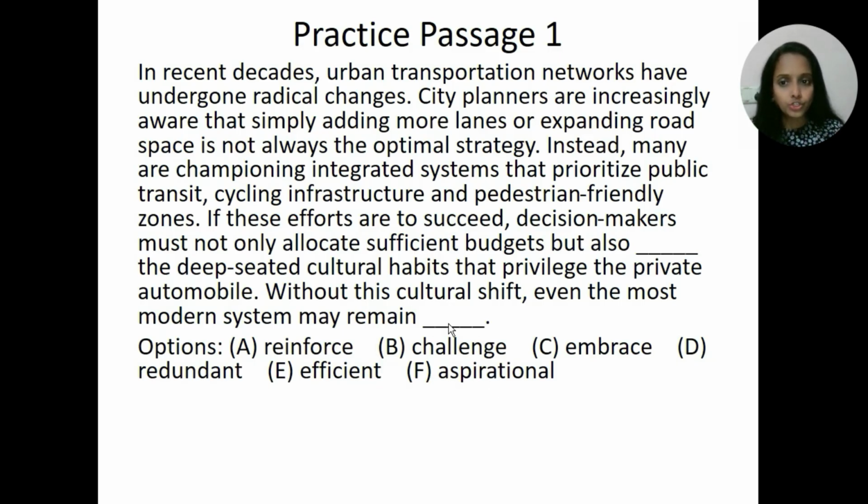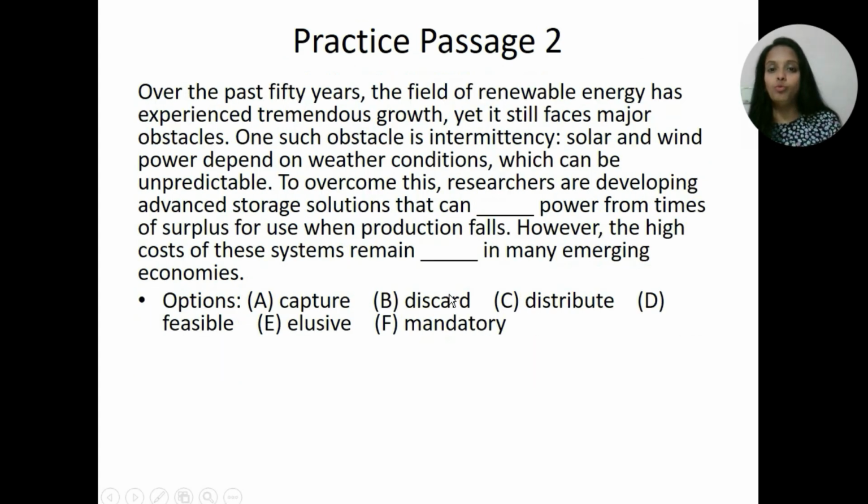And for blank two, system may remain, so something unused or negative, right? Which means redundant. So for the first one, the correct answer is B, which is challenge, and for the second one, it's redundant. Got it? So this is how you need to find out the answers. And let's move on to the next passage.